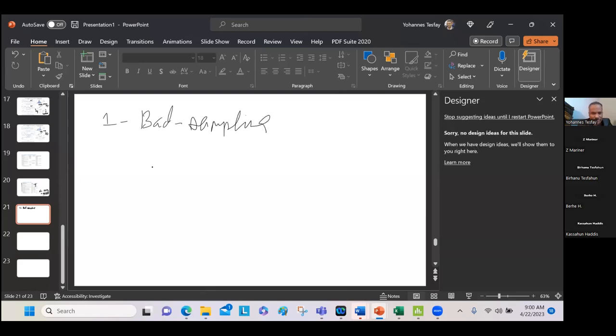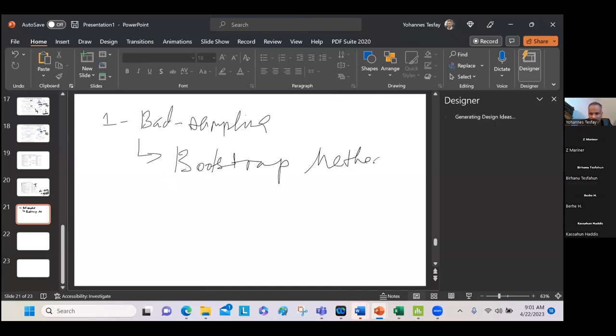So here we're going to use the bootstrap method. The bootstrap method may solve it, okay? May solve it. I don't know. May solve the problem.